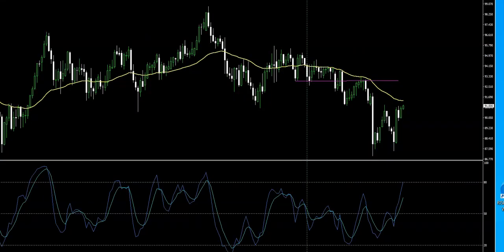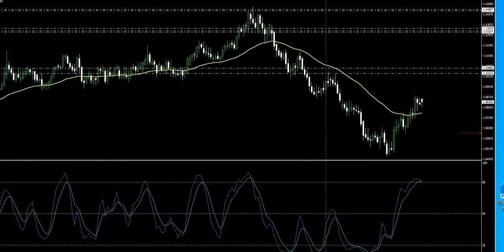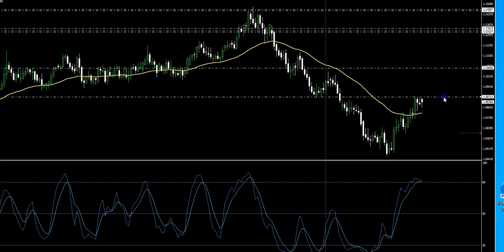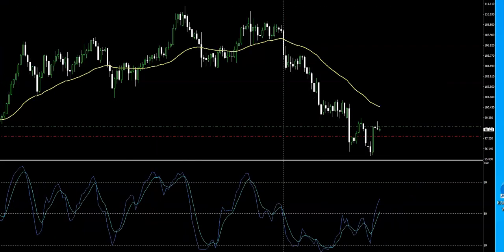So Aussie JPY, there's no trade. I need to see a break above here, so there's no trade for me. Aussie New Zealand, I'm waiting for another break here. So I just bring down a resistance, and if I catch it breaking through here, I could be interested. CAD Swissy, no trade, no trade. CAD Japan, sorry, there is.